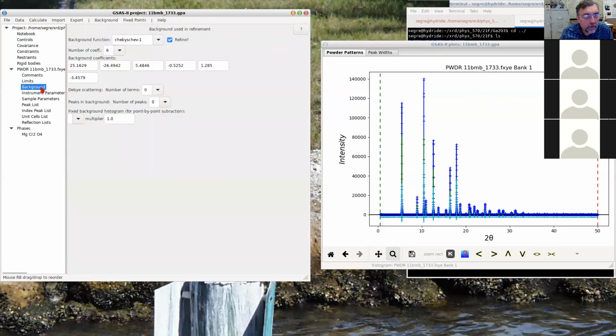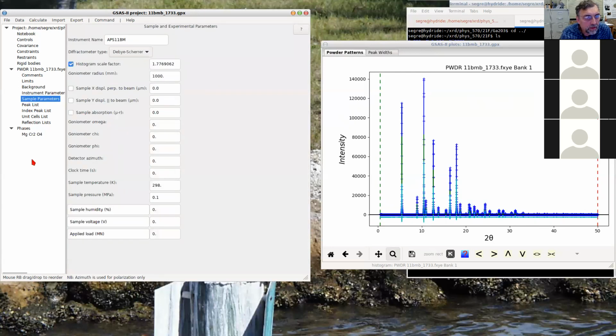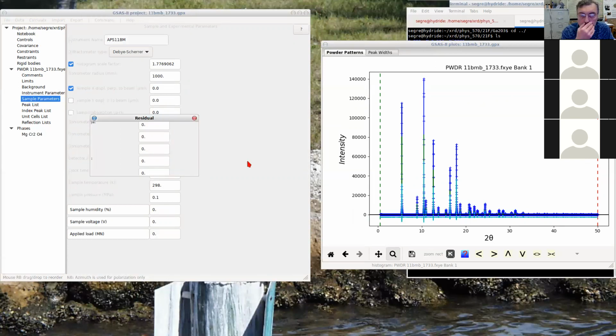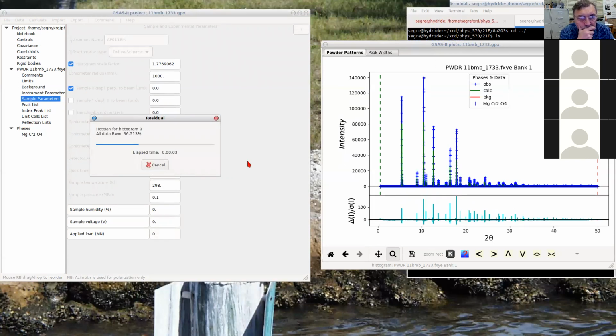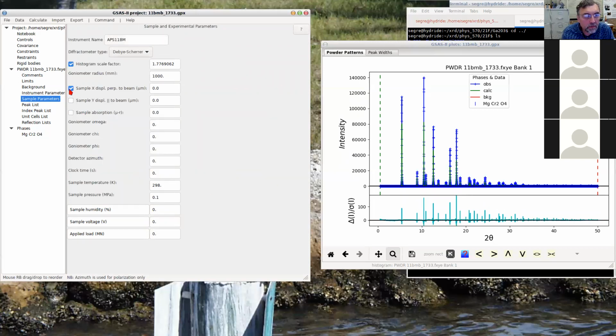Let's see what else we have. Our background, instrument parameters, we don't really refine these at all. Sample parameters, I could adjust the sample parameters. And what I would like to try is this one, and see whether that improves things. And it doesn't look like it does much. So cancel that out, unrefine. Let's look at the Y.